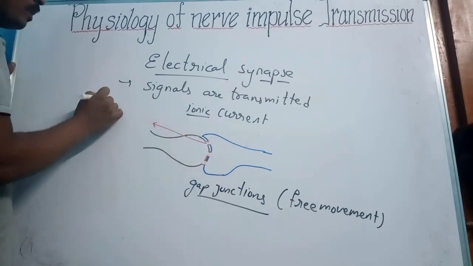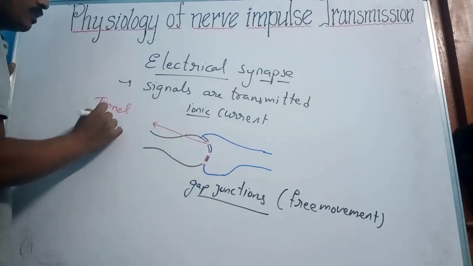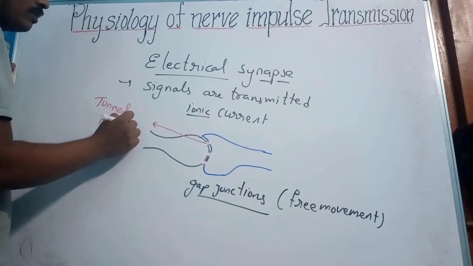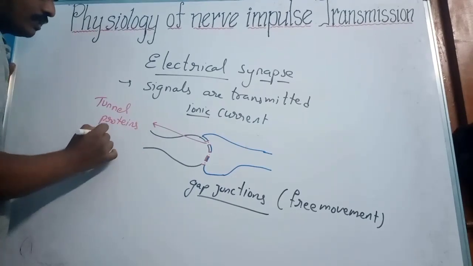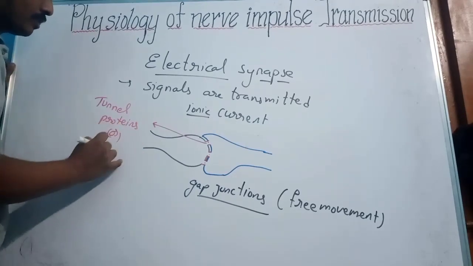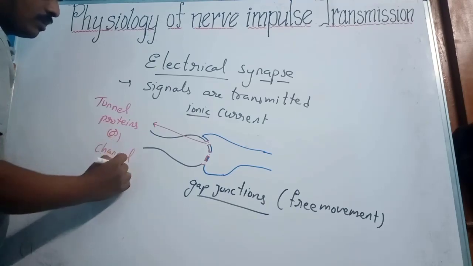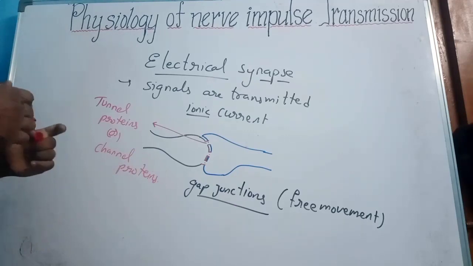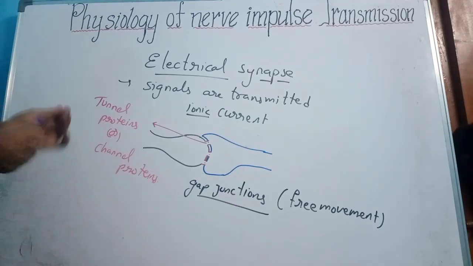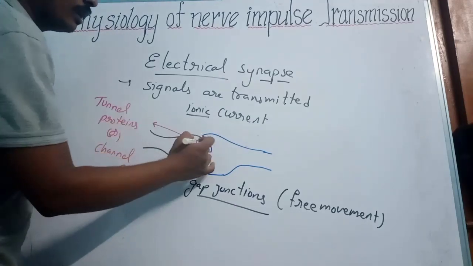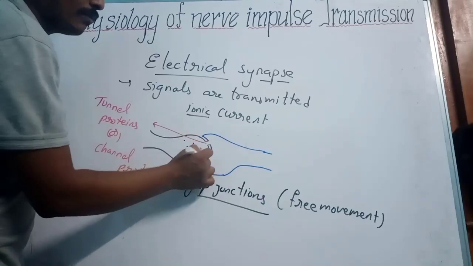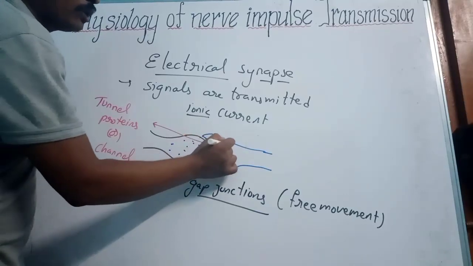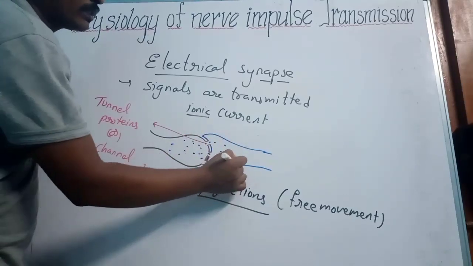So these are called tunnel proteins. What do you call them? They are called tunnel proteins, or they are called channel proteins. So these tunnel proteins or channel proteins will allow the easy movement of the axoplasm from one neuron to another neuron, or from one cell to another cell.